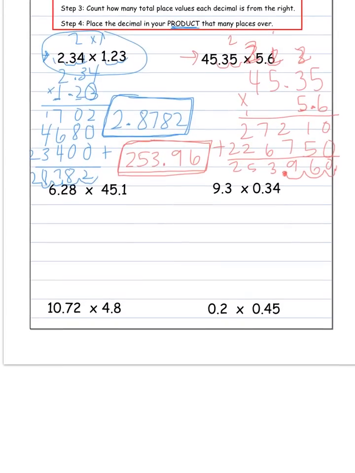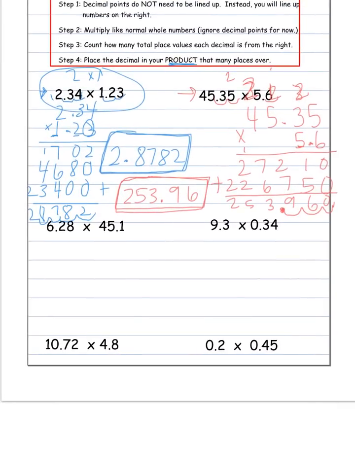Just move this up a little. Okay, this problem, 6 and 28 hundredths, and we're multiplying it by 45 and 1/10. Again, step 1, decimal points do not need to be lined up. Our numbers need to be lined up to the right. So we fill in our second number from there, 45 and 1/10. Multiply like normal, so we take that 1, multiply it by everything on the top.